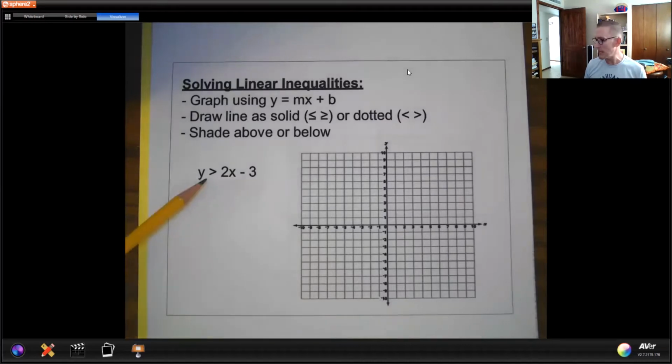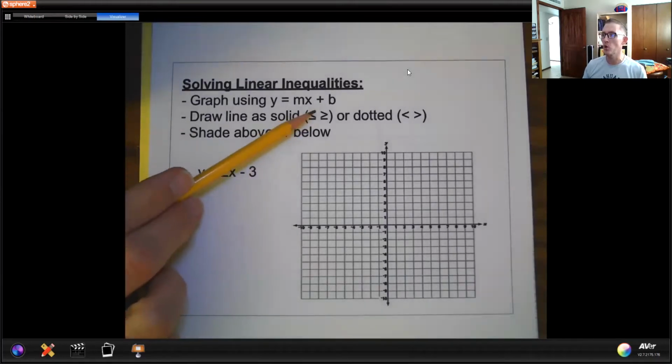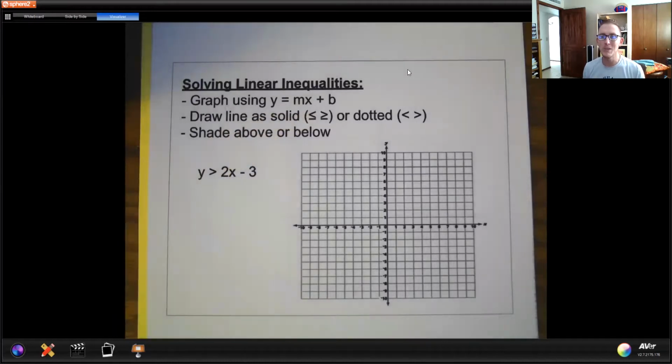For the immediate, you're just going to ignore the inequality symbol and graph just as if it was y equals mx plus b. When you draw your line, if it's a less than or equal to or greater than or equal to, it's going to be a solid line. If you remember, we used to close the dot or have the open dot. Well, now we're going to close the line, make it solid, or we're going to make a dotted line if it's just greater than or less than. So if it's equal to, it's a solid line. If it's only greater than or less than, it's a dotted line.